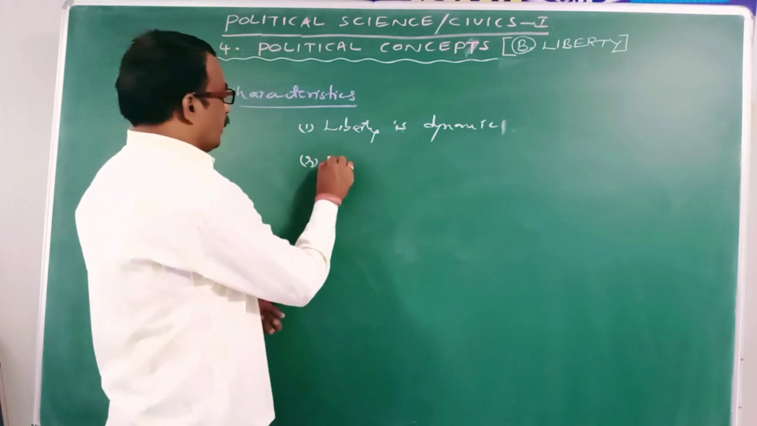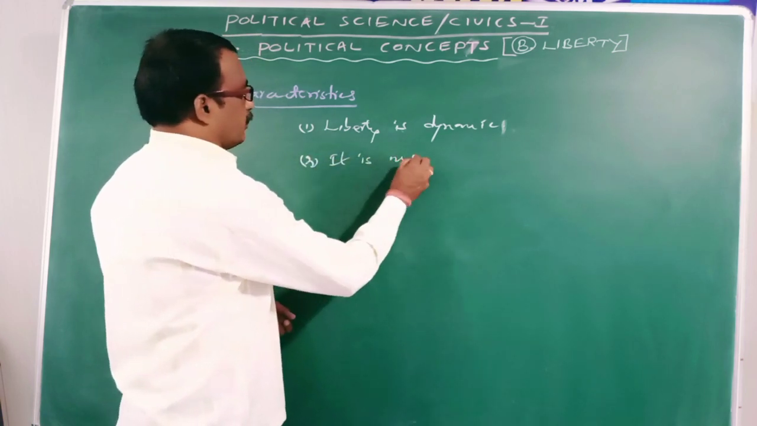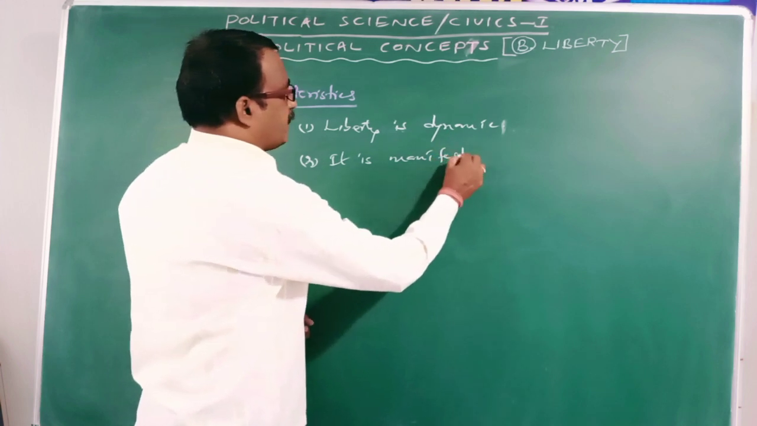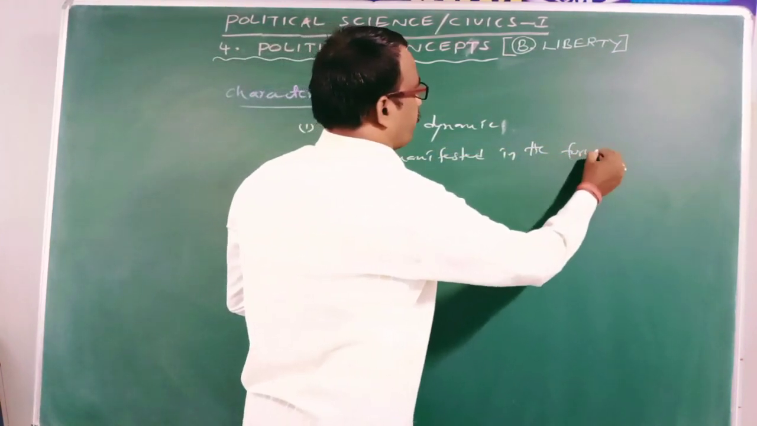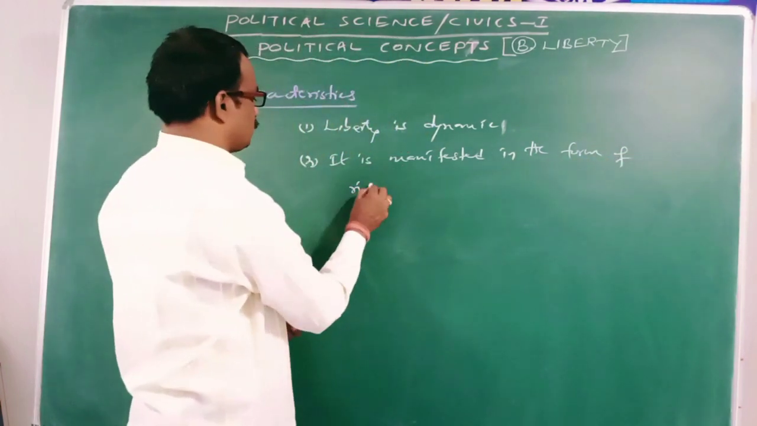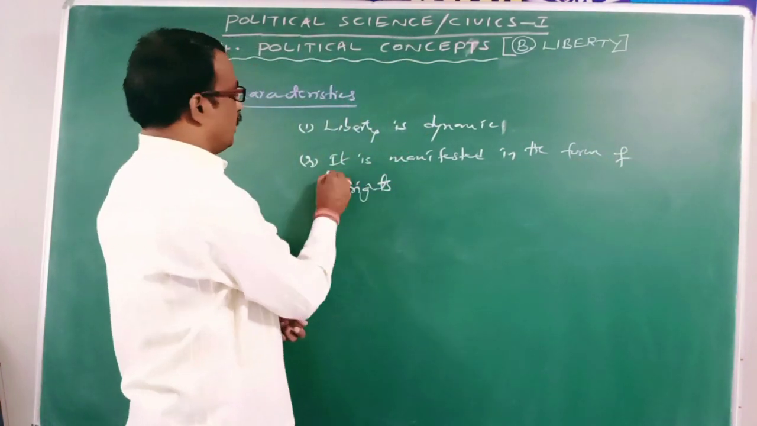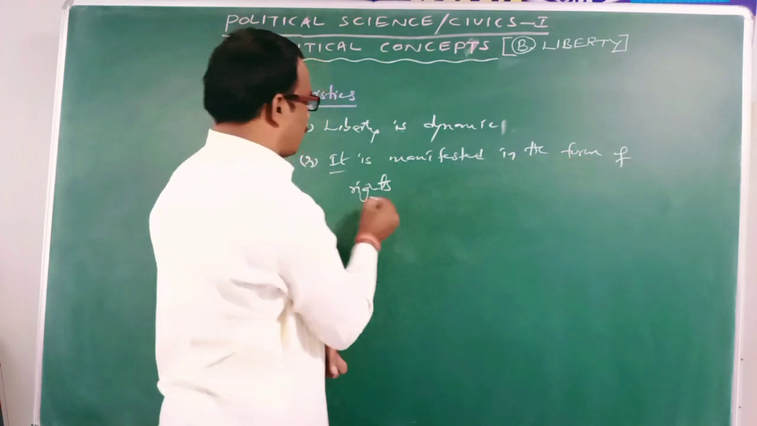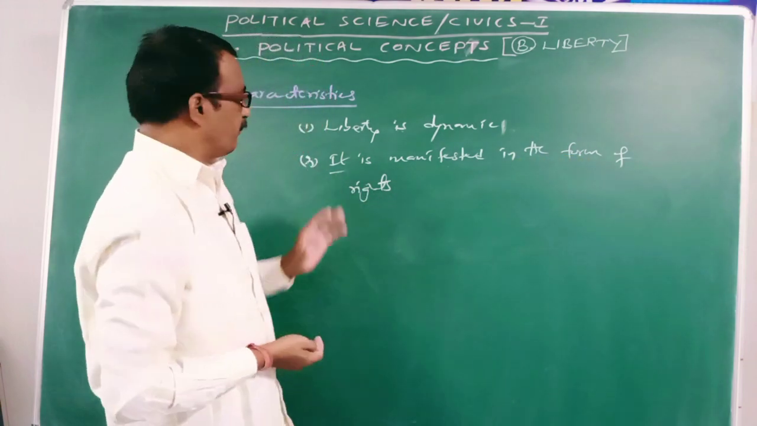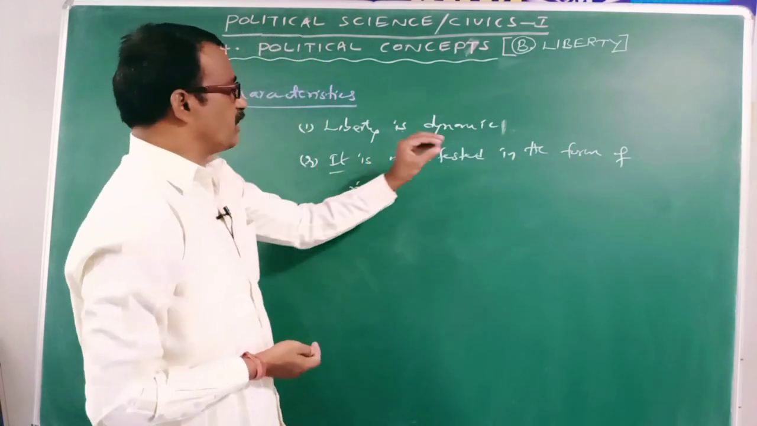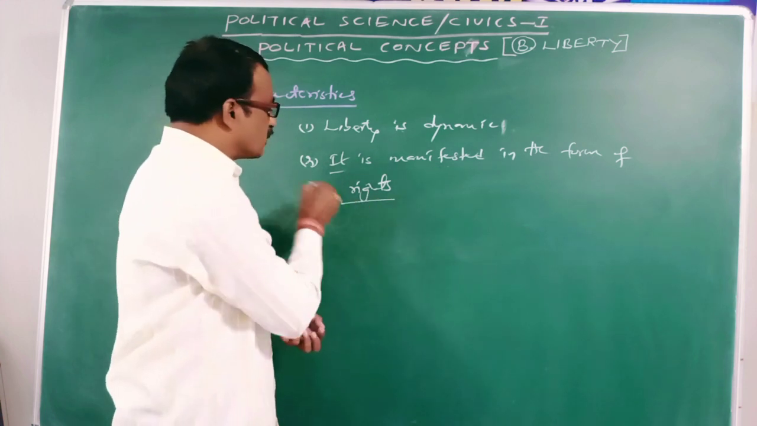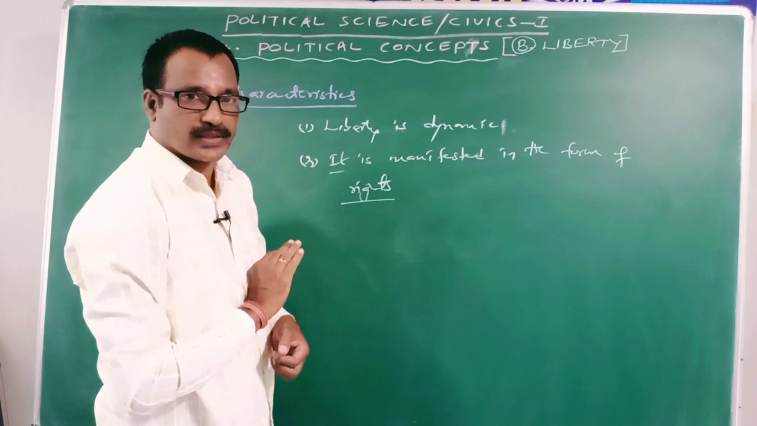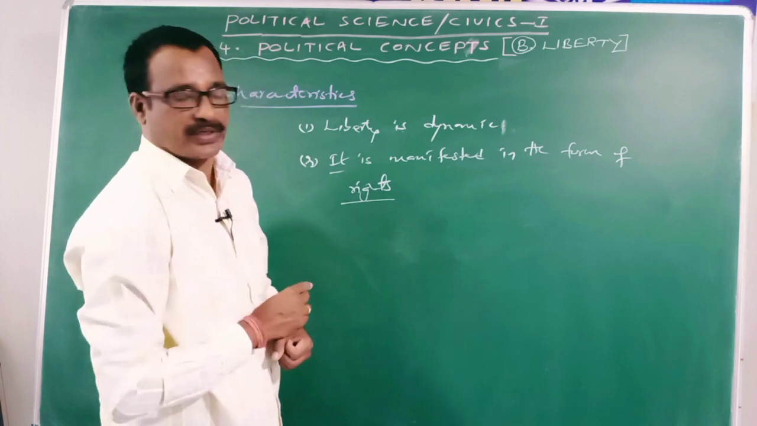Second, it is manifested in the form of rights. Liberty is manifested in the form of rights. It means we can see liberty in the form of rights. Yes, we can enjoy liberty through what? Rights. Without rights, we cannot enjoy liberty.